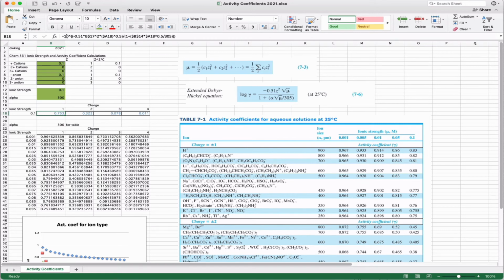Excuse me again. And notice I've taken the anti-log of 0.51 z², ionic strength to the square root, 1 plus B14, there it is, right there's the ion size parameter, B18 divided by 305. And the activity coefficient value for chloride is 0.753. So I'll write that number down and use those two activity coefficients to finish my solubility calculation.